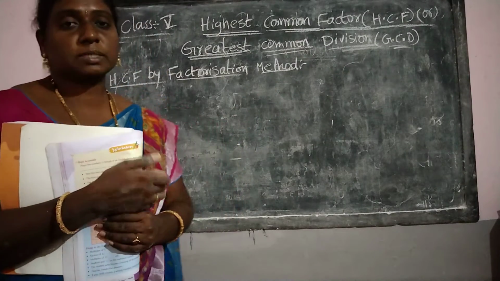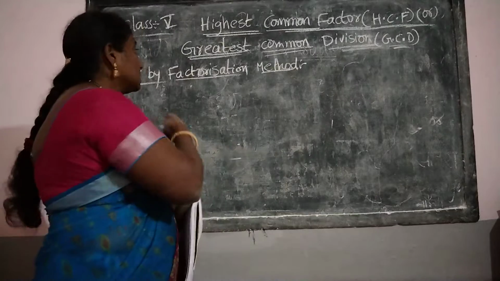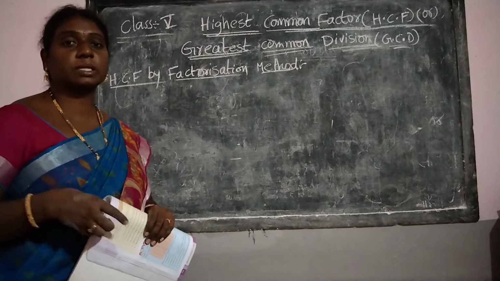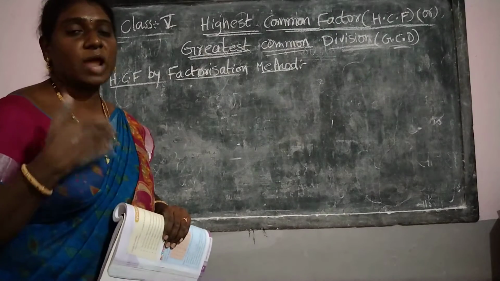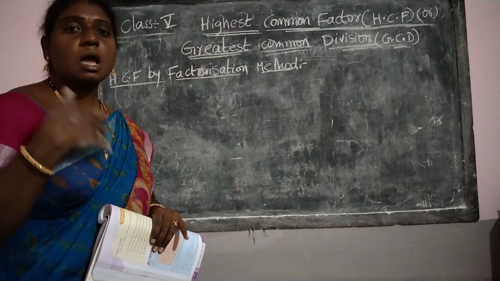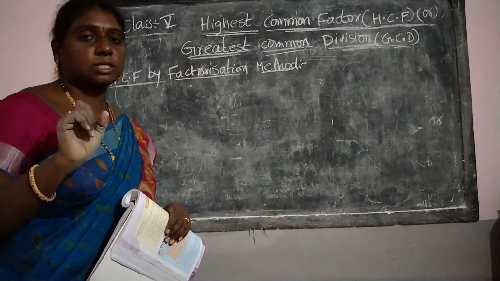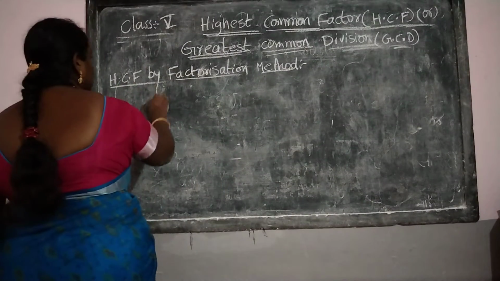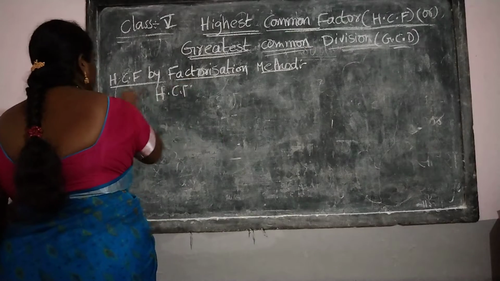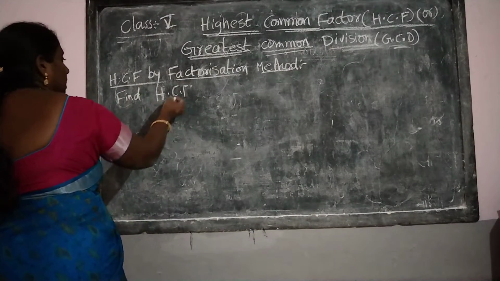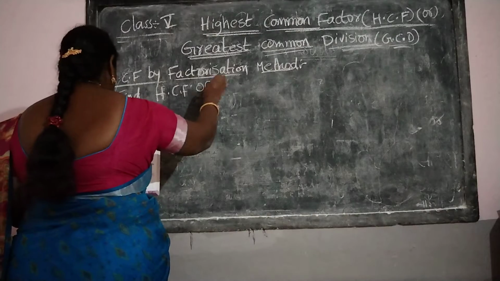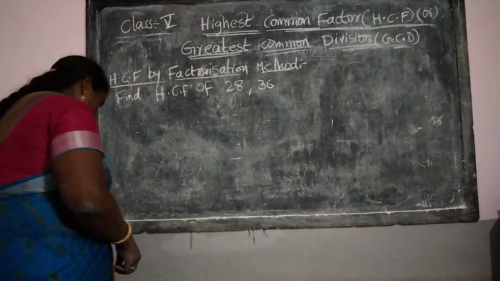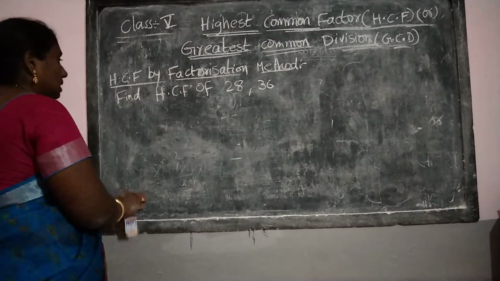Okay, I am going to explain with an example. See here, highest common factor, HCF by the factorization method. Here the example is: find the HCF of 28 and 36. So what do we have to do first here?